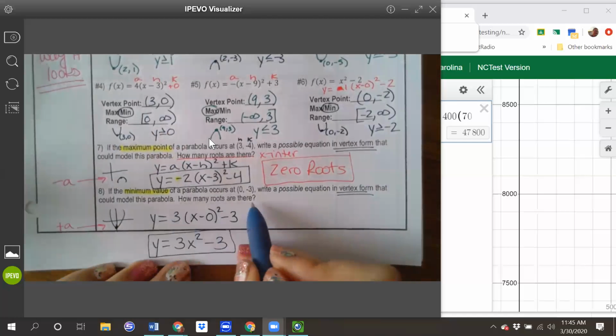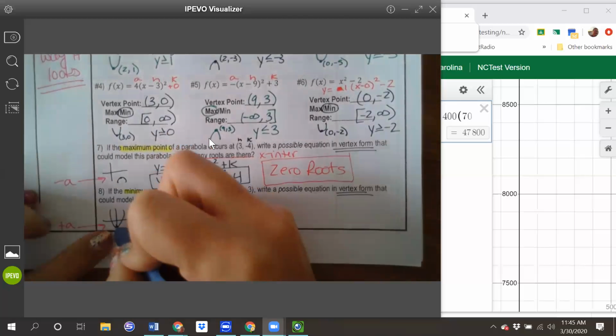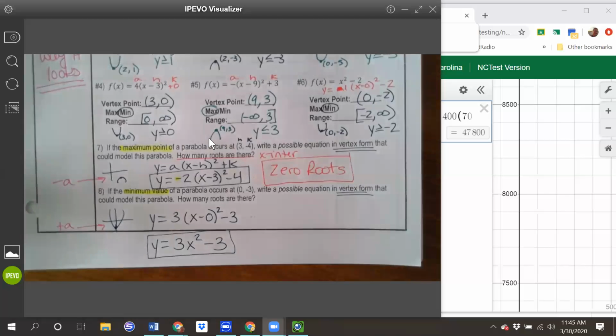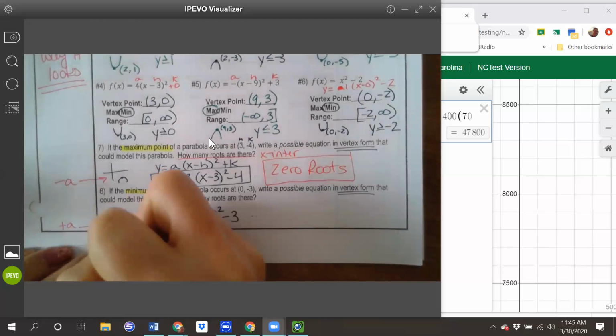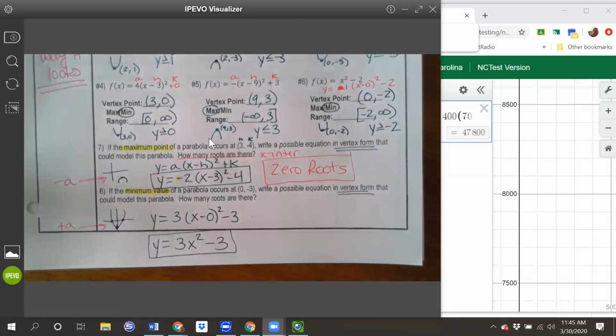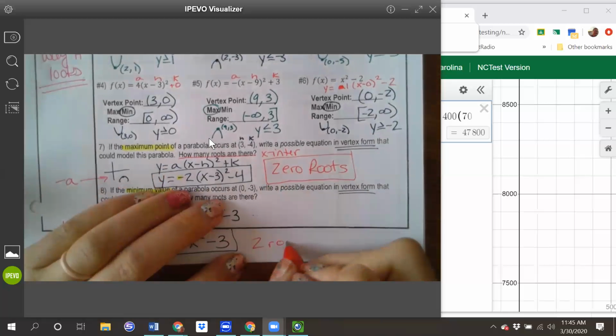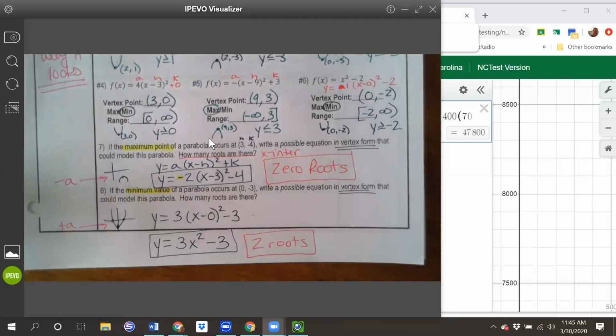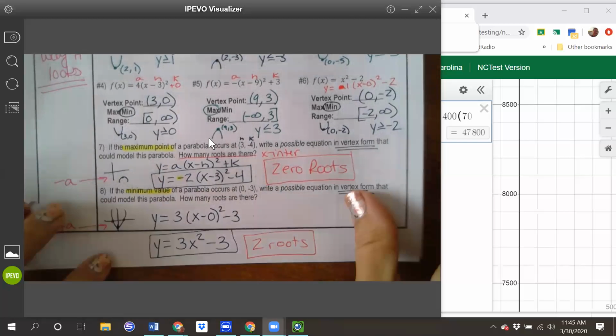And then how many roots are there? Well, we know that this is going to smile and open up. That means that we are definitely going to pass through the x-axis at 2 different points, which means that there are 2 roots in this problem. I'm not concerned about where they are at this moment. I'm only concerned with how many are there, how many roots are there. All right, cool.